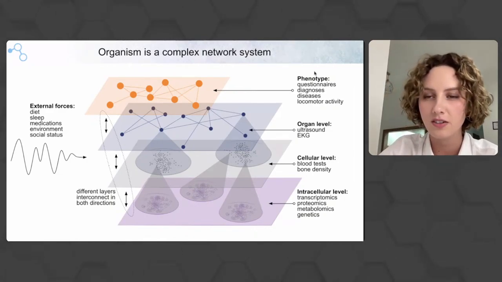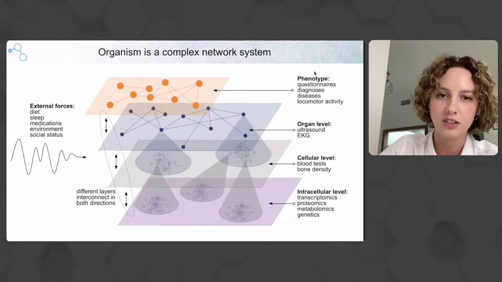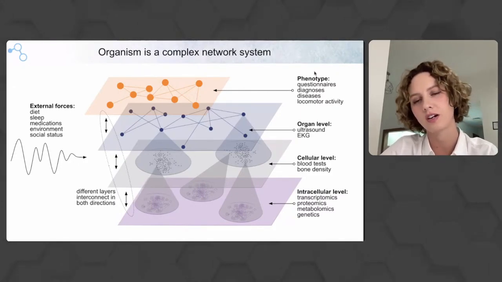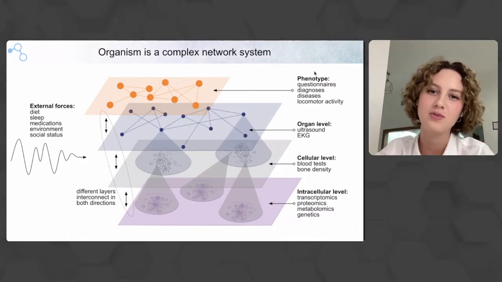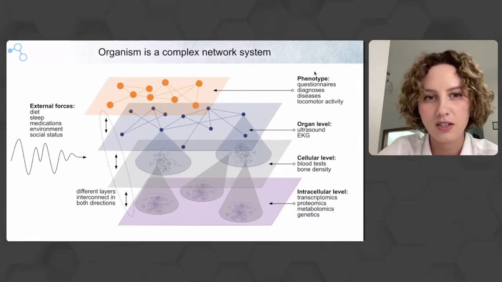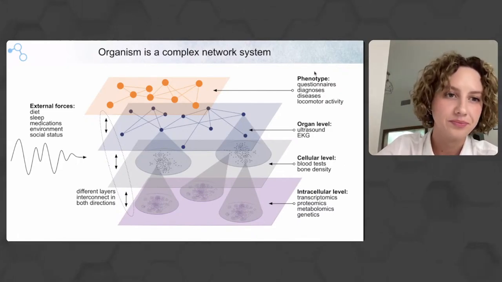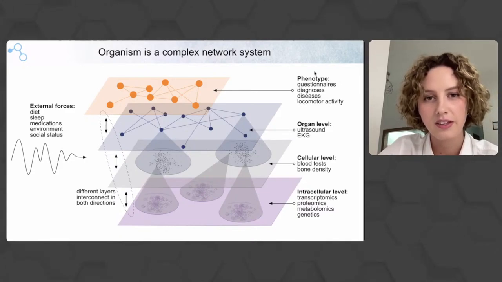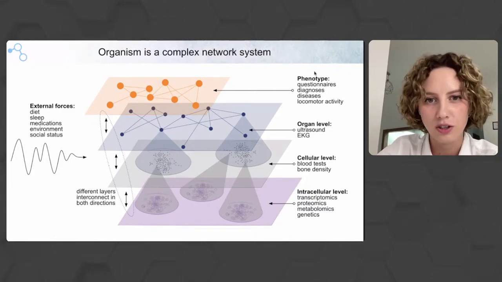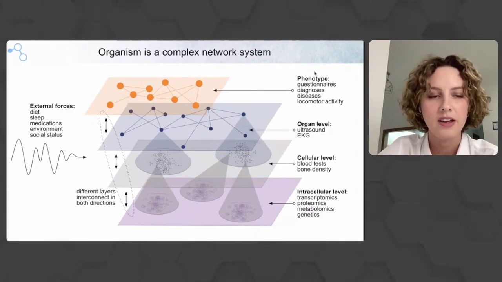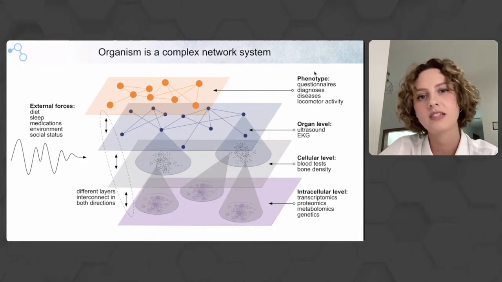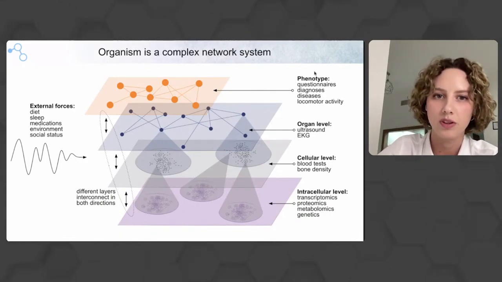So here there are also different examples of data that can be collected to study different layers of the organism system. On the picture you see four layers, but actually there are many layers, much more than four, of course. Also, when we study the aging process, we see that there are different external forces that influence this complex network inside the organism. Examples of external forces are diet, sleep, different medications, the change of environment, the social status, and so on. So that's the object that we are working with.